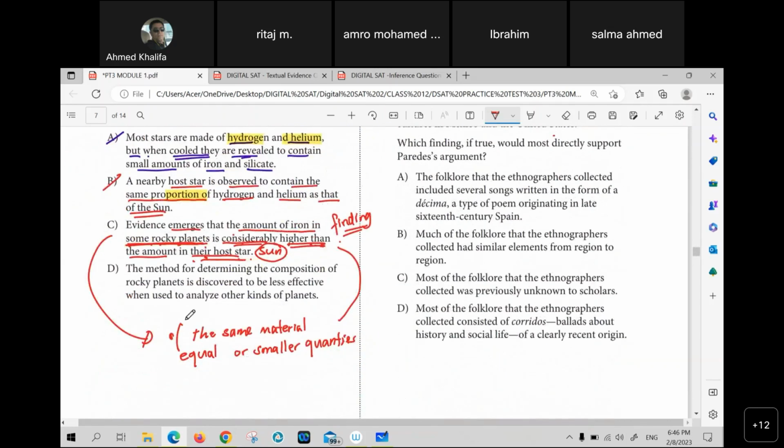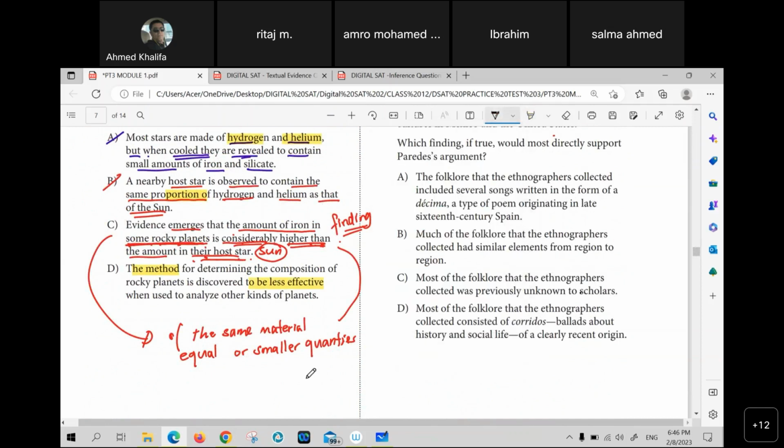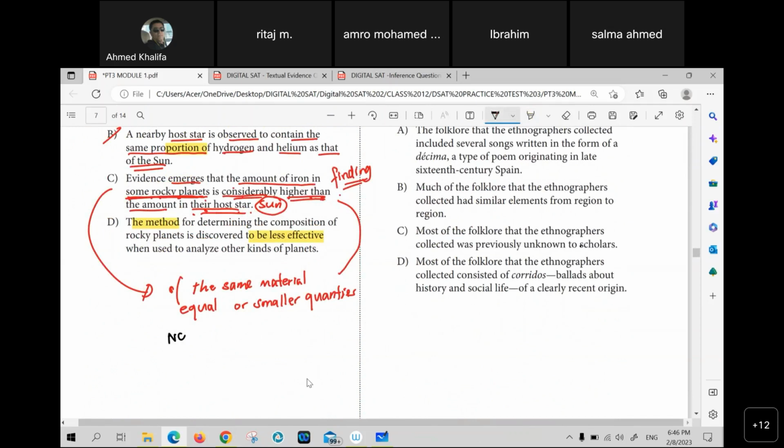Let us go to the last one. The method for determining the composition. And look at the method here. Did we talk about any method of determining the composition of rocky planets being discovered to be less effective? Did we talk about whether the method is effective or ineffective? So here, no mention of whether the method is effective or ineffective.